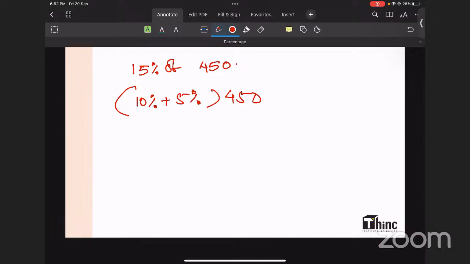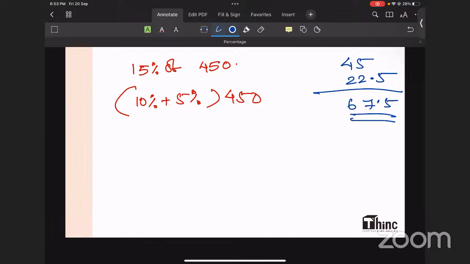See, I want you guys to solve the question in this manner. 450, 45, half is 22.5. This is how we are solving 15%. So this is 67.5. We want to cultivate a speed like this. 10%, just a decimal point left, so half of that will be 5%.